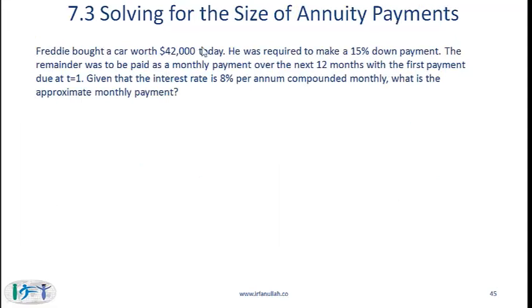Next, solving for the size of annuity payments. Read this problem and try to solve it before you listen to my explanation. The first thing you should do is figure out how much is the effective loan. Given that Freddie is paying 15%, that means that the loan amount is 0.85 into 42,000. This is the amount that he's paying over time.